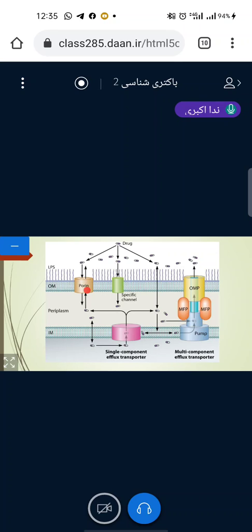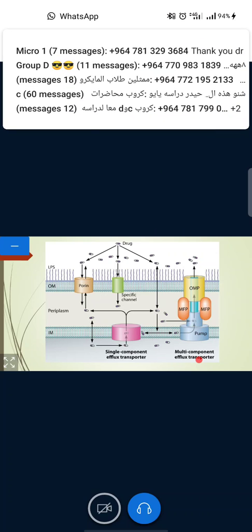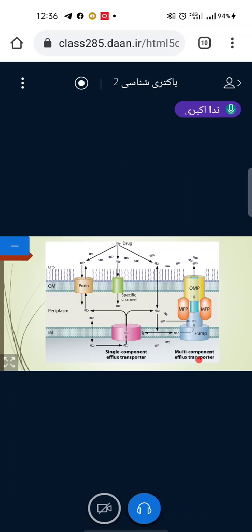But reason number two, we have two efflux transporters: single component efflux transporter and multi-component efflux transporter. By using these efflux transporters, bacteria can exit antibiotic out of the cell.